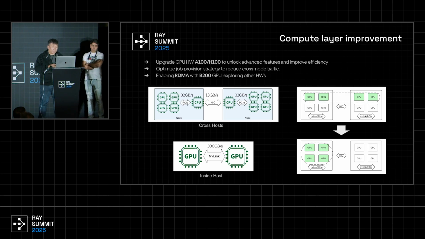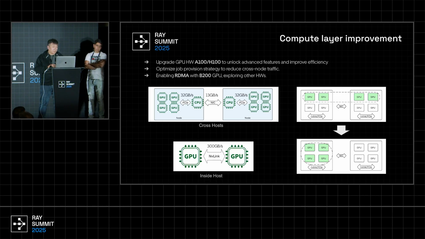For the compute layer, first we upgraded the hardware from our legacy hardware, which is RTX 5000 based, very similar to L4. We upgraded that to A100 and H100, which unlock a lot of advanced features like low precision training, and also help us improve the overall efficiency.